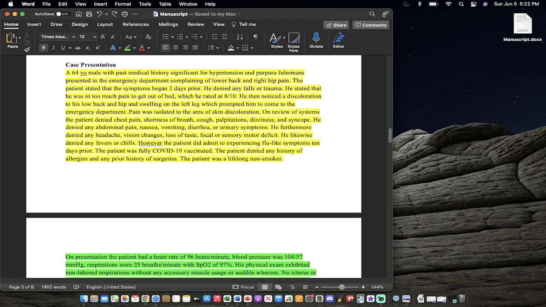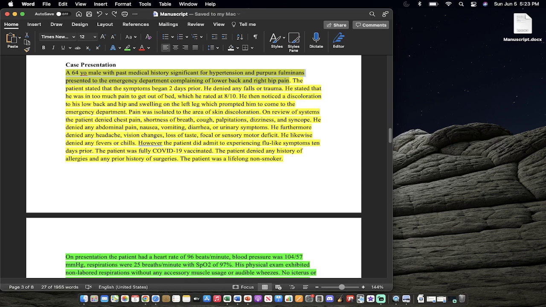So to begin, to write a case report, you need to start with case presentation. And the best way to go about it is to see what's been written about the patient that has entered your clinical practice or a hospital setting. And so here, without disclosing the patient information, what you would like to do is talk about who the patient is. So in our case, it was a 64-year-old male with a past medical history significant for hypertension and purpura fulminans, presented to emergency department complaining of lower back and hip pain.